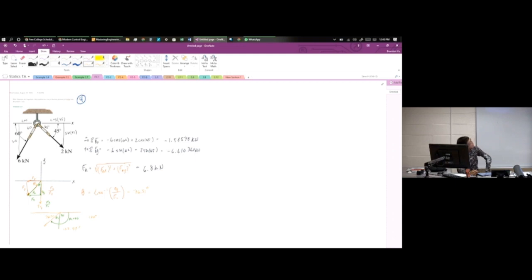So the clockwise from the X is only for the resultant force, right? But each one, the 6 kilonewtons and the 2 kilonewtons, have their own dimensioning defined by the problem, right? So that 60 and 45 are completely independent from your resultant force.